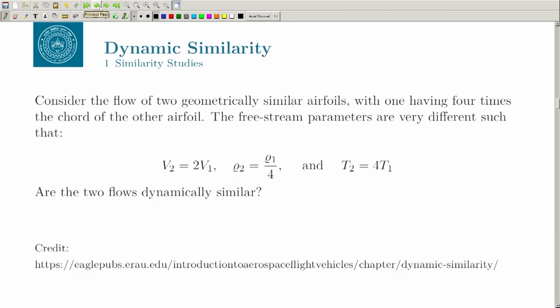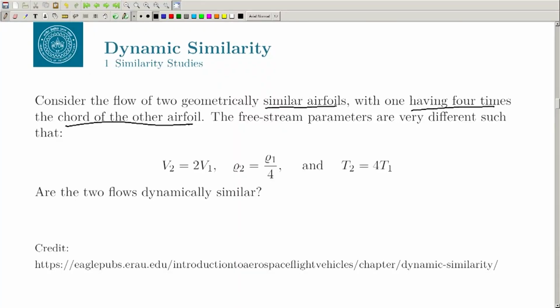Let us now talk about a case of dynamic similarity. We will give an example so that the concept of dynamic similarity gets clear in your mind. The problem is: consider the flow of two geometrically similar aerofoils. Geometrically similar means that the geometric similarity is maintained, that is, the two aerofoils are scaled by some factor. Here it is given one having 4 times the chord of the other aerofoil. So, the model is 1/4 of the prototype. Remember we are talking about scaling down in the model, because that is what is generally practiced.